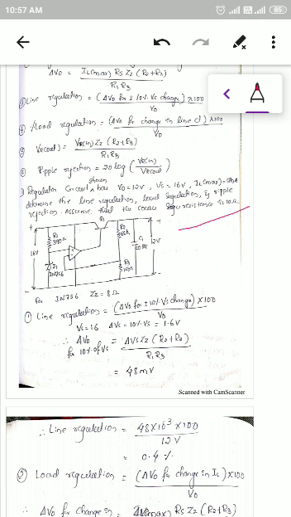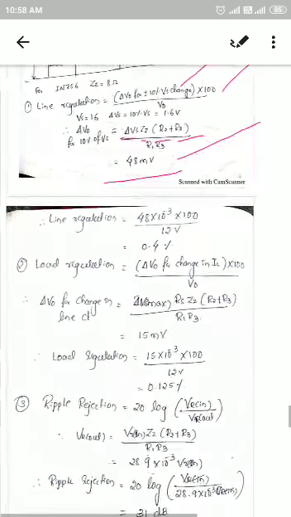So first, you are asked to calculate the line regulation. This is the equation to calculate the line regulation. First you have to find out the delta V naught for 10% change in V in. Delta Vs is the supply voltage 16, 10% of 16 is 1.6, into ZZ, R2, R3 given. Substitute everything and you will get the delta V naught for 10% of Vs as 48 millivolts.